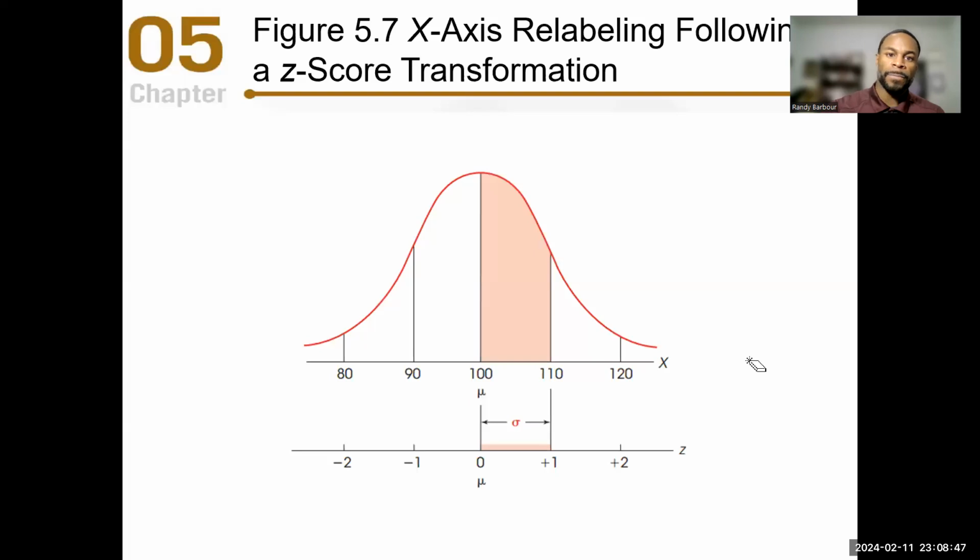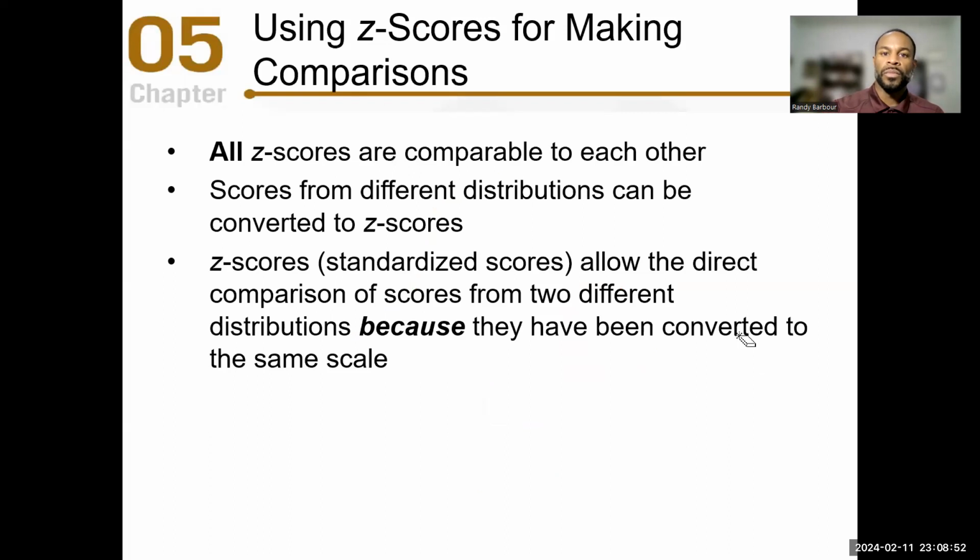Okay, let's go back to my slides. Here we go. So it says using Z-scores for making comparisons. And that's one of the main reasons why we use Z-scores for anything that we do, especially when we have scores that are in different distributions. Okay. All Z-scores are comparable to each other.